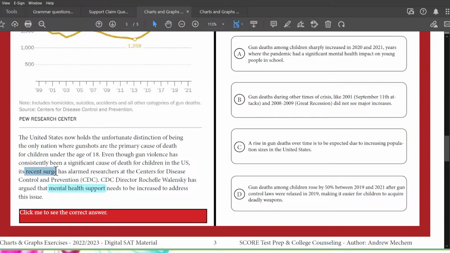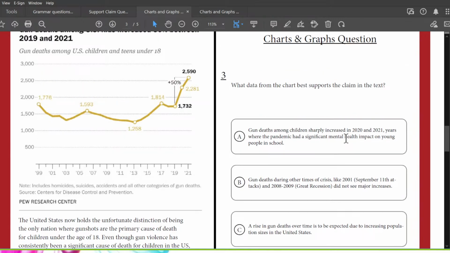And the recent surge is the other part of it, right? That's this issue, this idea of gun deaths recently going up even more. So I want to pick an answer that incorporates both of these things. I think that's the thing I'm looking for. Now, the first answer says gun deaths among children sharply increased in 2020 and 2021. Is that true? Yeah. Holy cow. It really did. That's remarkable. That's a sad statistic. Holy crap. Yeah, up by 50% even.